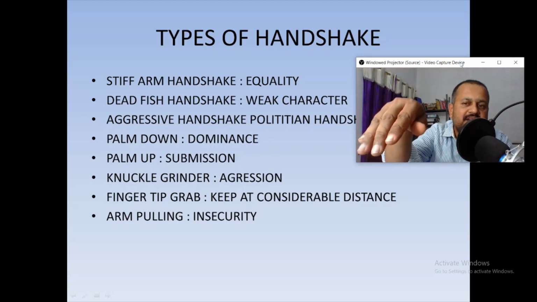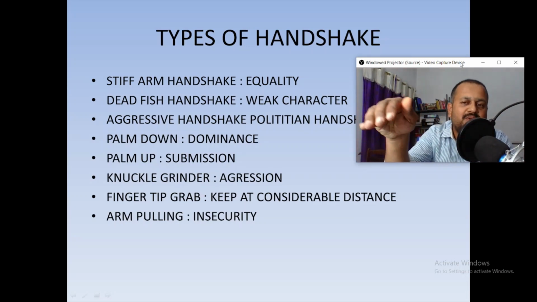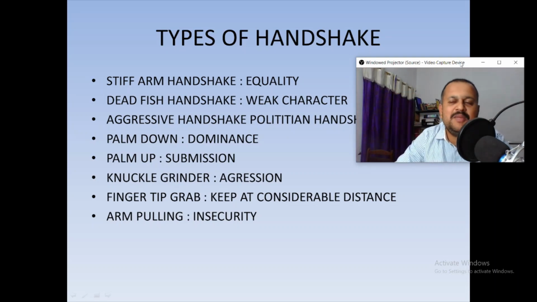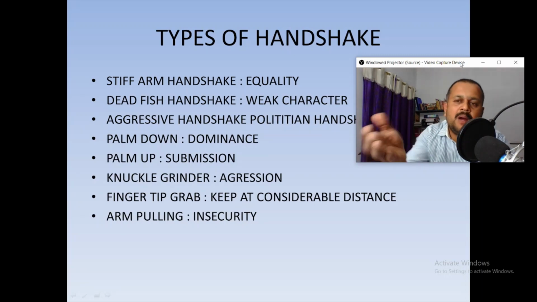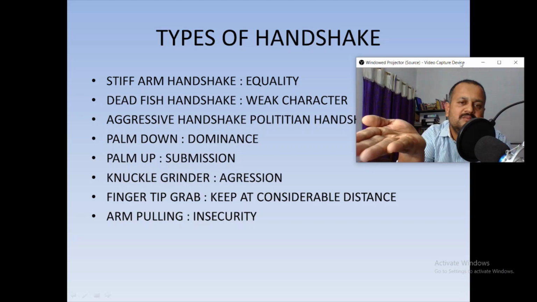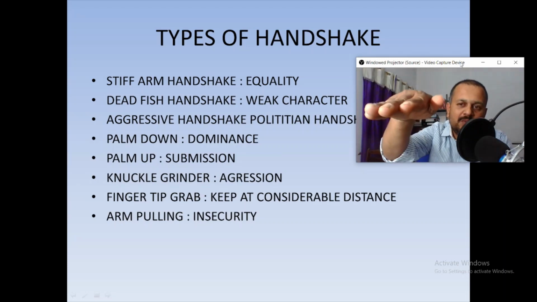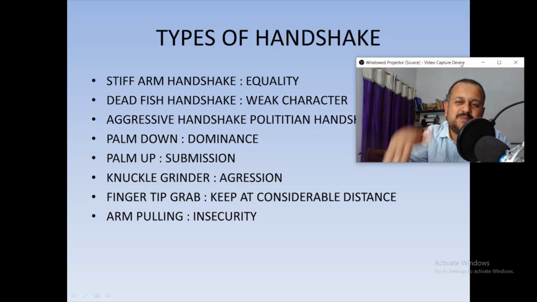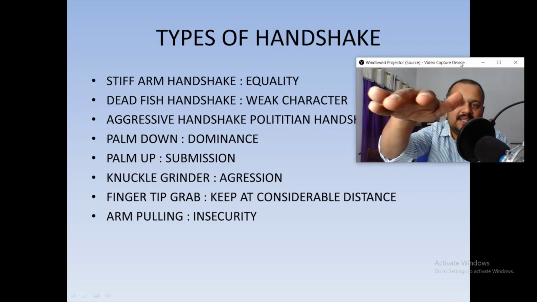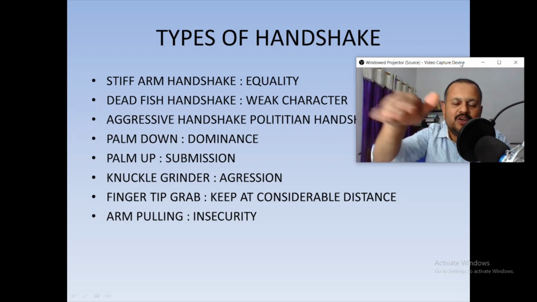Dead fish handshake, as if you don't have any life left in your hand, may mean weak character. Aggressive handshake may mean that you are aggressive. Palm down may mean dominance. Palm down, that means if you expect somebody else to shake your hand but you are giving your hand like this, then that may mean you are dominant.